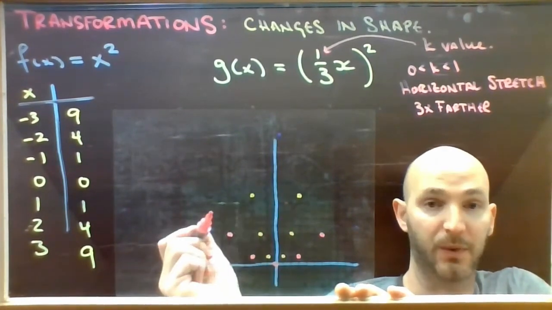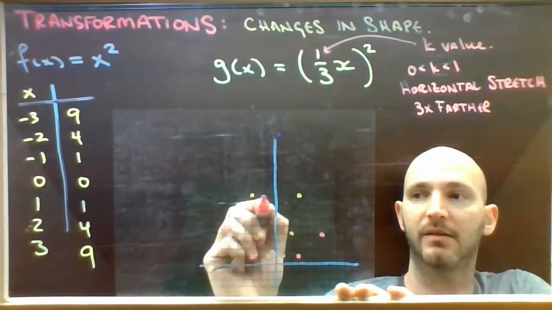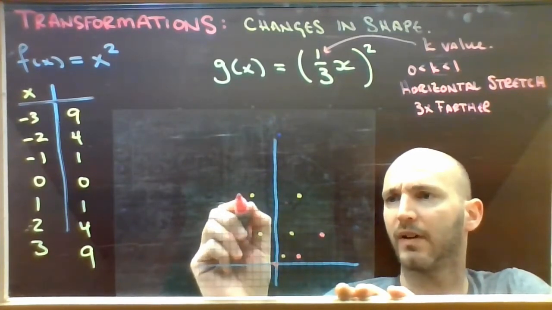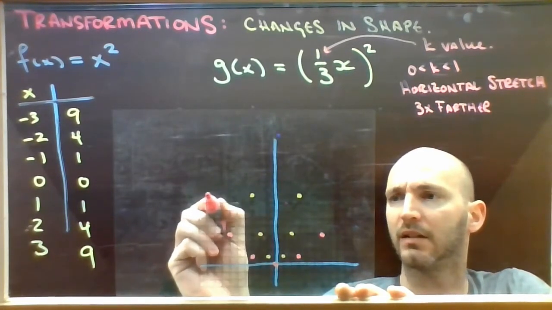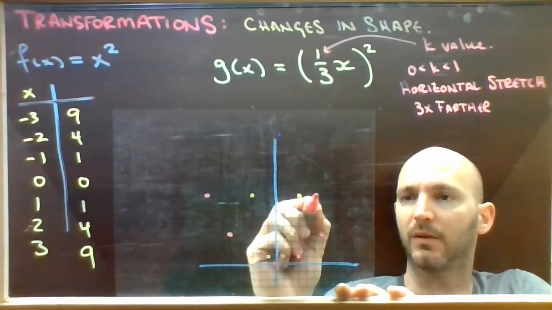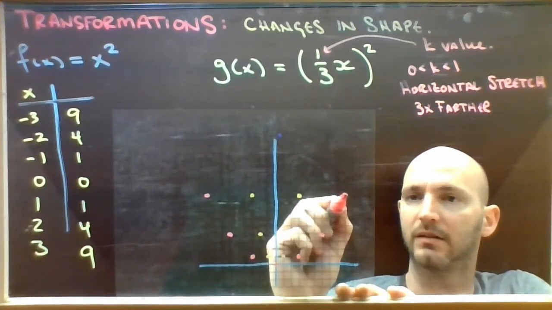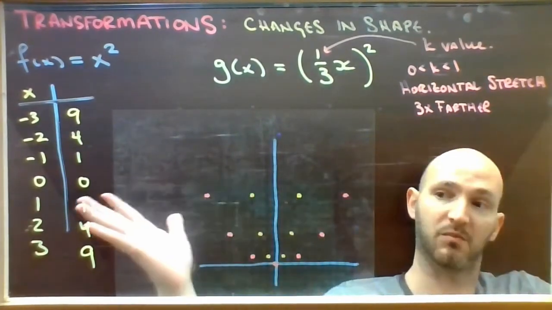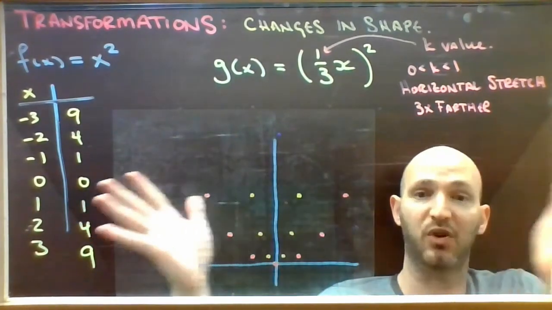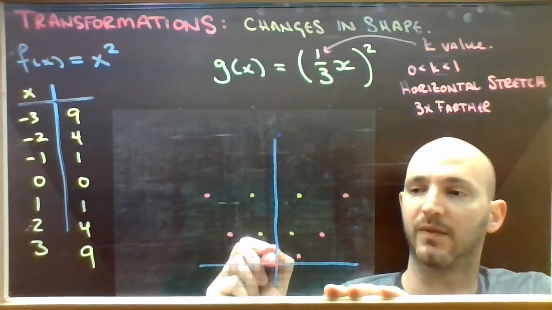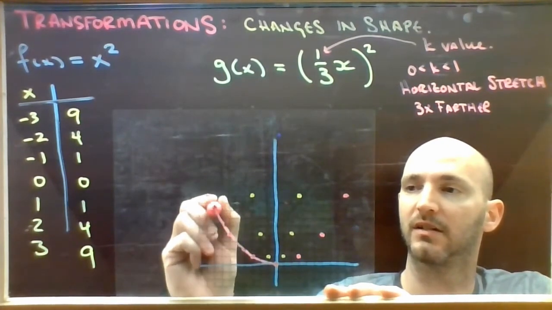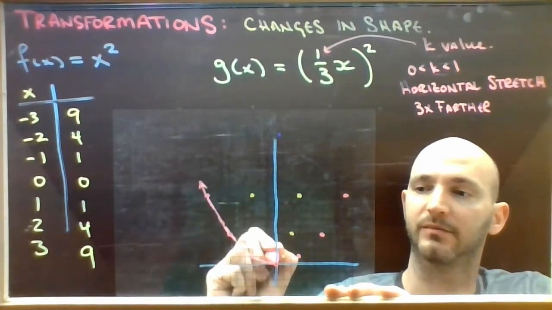These dots are 3 away. Triple 3, you get 9. So 3, 4, 5, 4, 5, 6, 7, 8, 9. 3, 4, 5, 6, 7, 8, 9. So I end up with this parabola that's been dilated outwards, right? Pushed away from the y-axis. So if I sketch those in there, it looks like this.